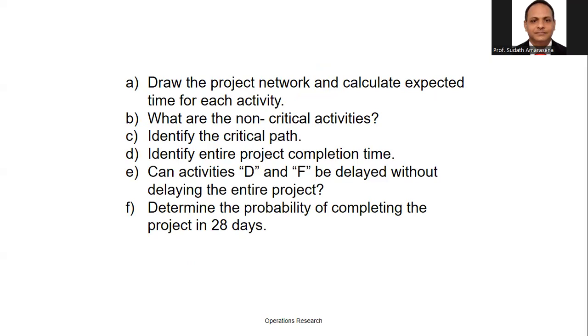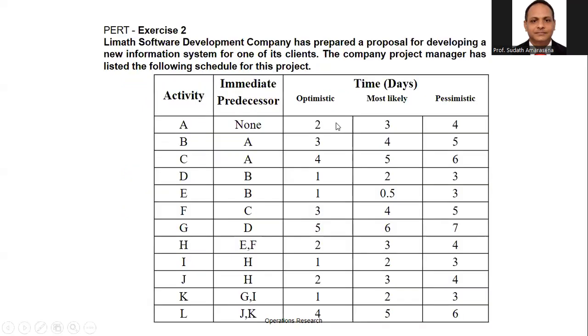Last question: determine the probability of the completion of the project in 28 days. Within 28 days. Before explaining, you should do the answer yourself. Draw the diagram, calculate the expected time, use the expected time as the duration of the activity, identify the critical path, identify the entire project completion time, and try to calculate the probability. I'll explain, but before that, better to do it yourself. If you have difficulties, you can ask questions. Now start.